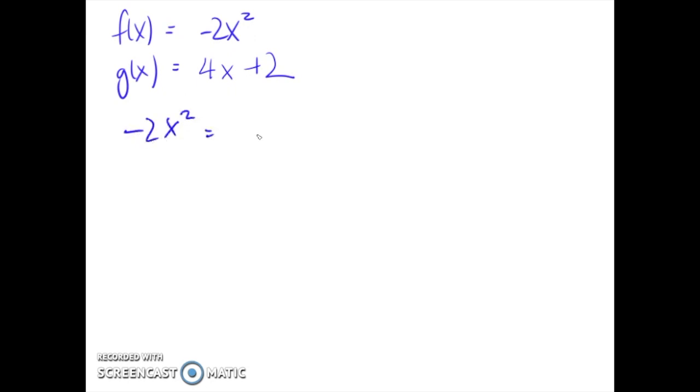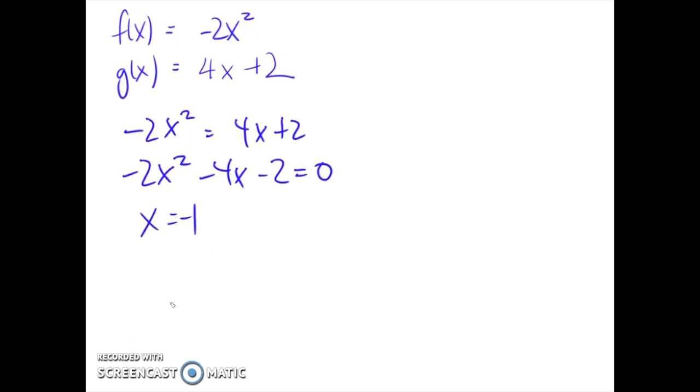So here's an example of that. If f of x equals minus 2x squared, which is the curve, and g of x equals 4x plus 2, which is the line, we first make them equal each other. So minus 2x squared equals 4x plus 2. And then from here on, it is just a normal quadratic. And if you plug this into the quadratic formula or factorize it, you would find that x equals minus 1. So this fulfills the first criteria, as you only find one value of x.